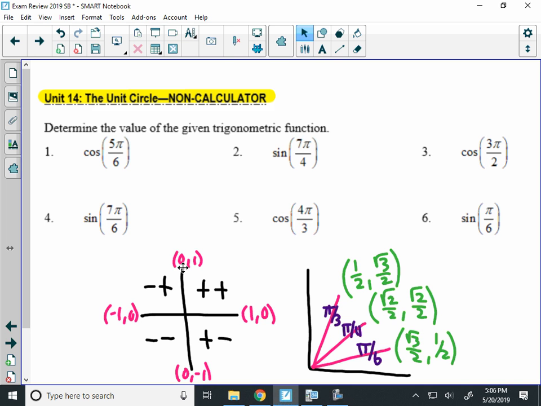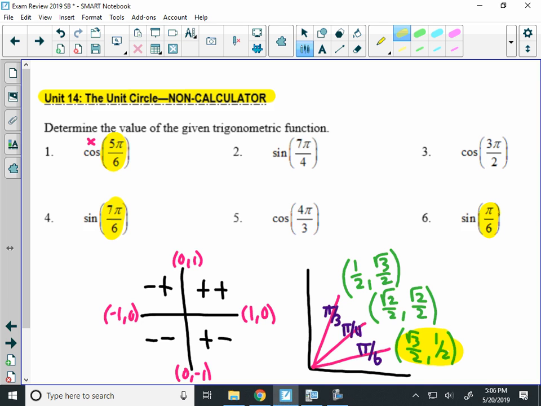Now, let's talk about the trig values. Cosine of 5 pi over 6. First of all, cosine is an x value, so we're going to look at the x-coordinate of these ordered pairs. 5 pi over 6 references pi over 6. I'm going to grab a highlighter here. Pi over 6 is going to be this bottom ordered pair. All the pi over 6's, I'll highlight them now, are going to use the yellow ordered pair.